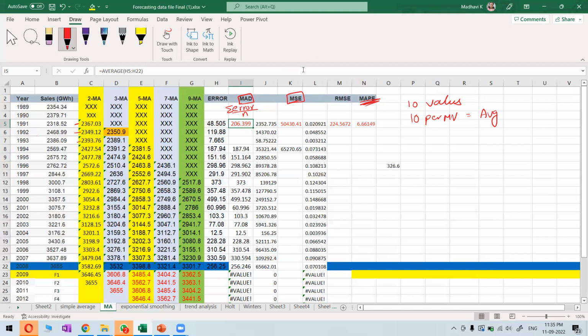Similarly, the next step is to identify MSE, mean square error. For that one, whatever error we have taken is squared. So this is nothing but error square. So first we identified the error square, and then this is sigma of all error square divided by n minus 1.